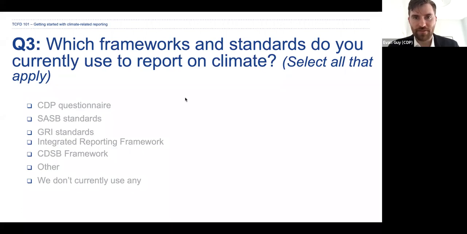Some of you report to the CDP questionnaire. If you're already reporting to the CDP questionnaire, a lot of the information, as well as the SASB standards here that we see a number of you use, you're already likely gathering a lot of the information that you need to fully start aligning your disclosures with the TCFD. So it's great to see that so many of you are already using some of these different frameworks and standards, because you are likely already well on your climate disclosure journey and gathering the right information. We'll give you more guidance about how to take that information that you're already capturing and integrate it into your TCFD reporting.